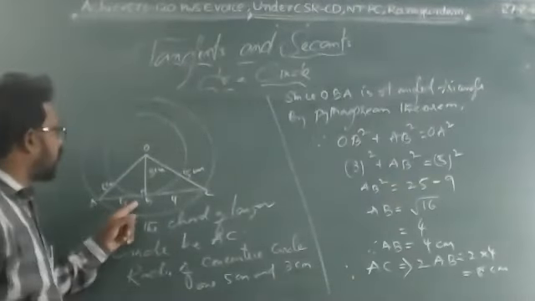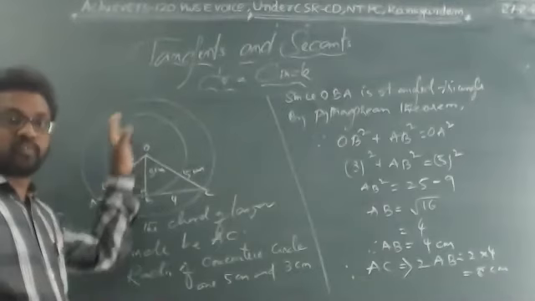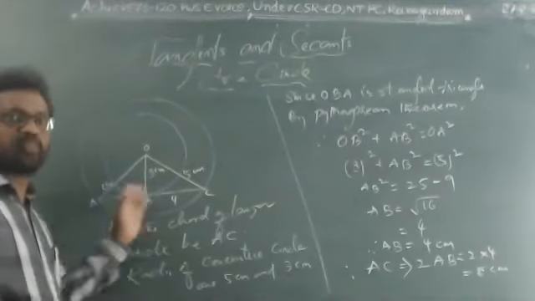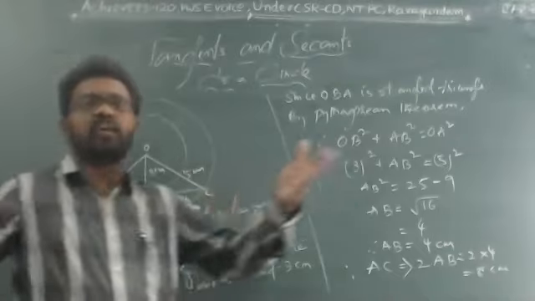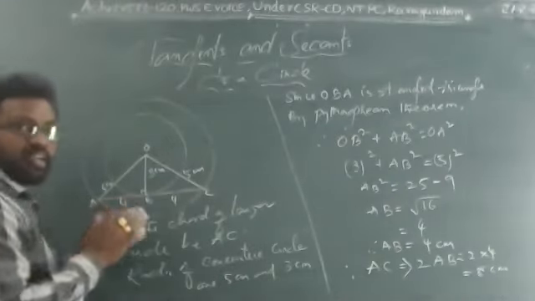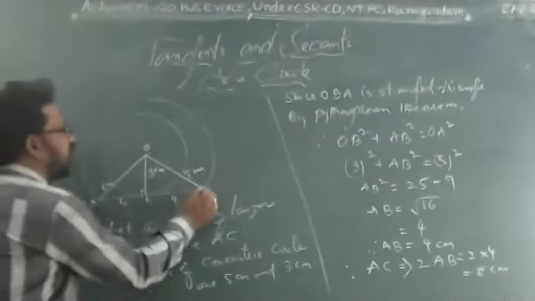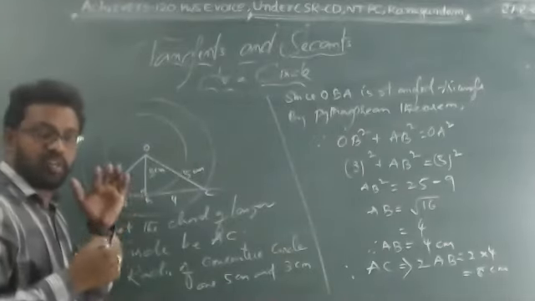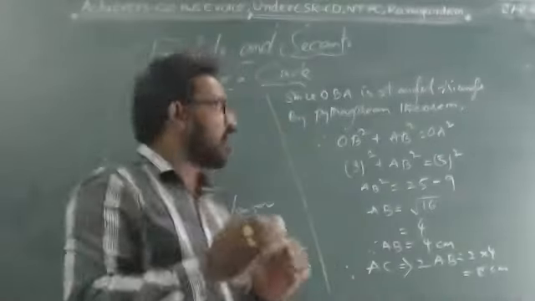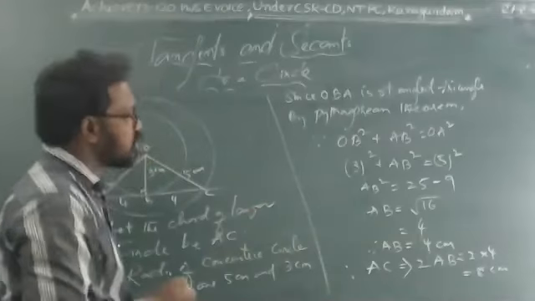So the length of the chord of the larger circle is 8 centimeters, and the tangent length is 4. You can extend the tangent. AC is a chord, BC is a tangent. Particularly, AC is a chord because if it extends, it is called a secant, and it ends at 2 points on the circle. So AC is a chord of the larger circle. He is asking to find the length of the chord of the larger circle, and it is 8 centimeters.